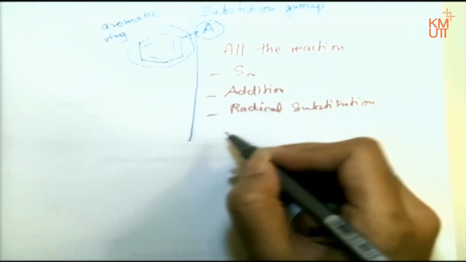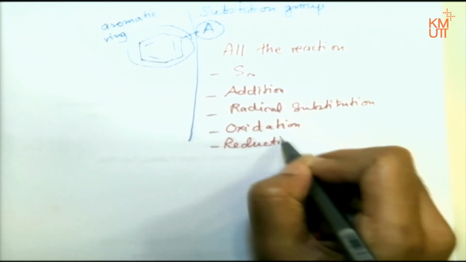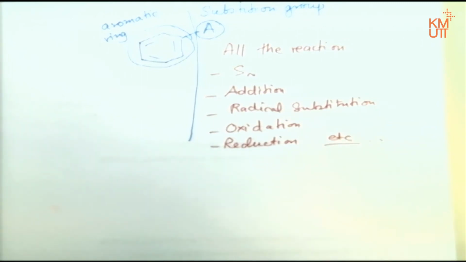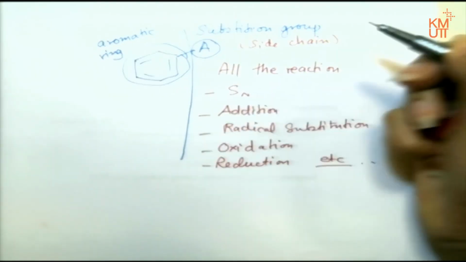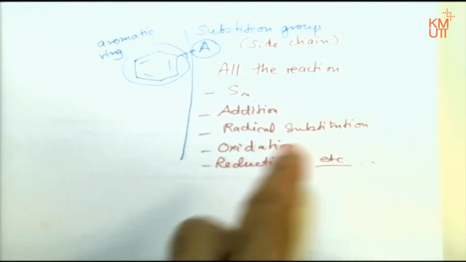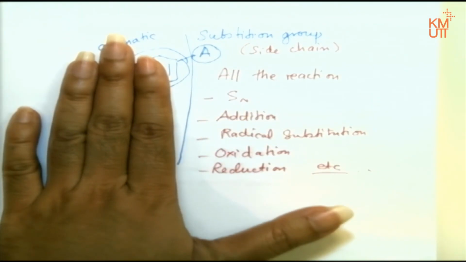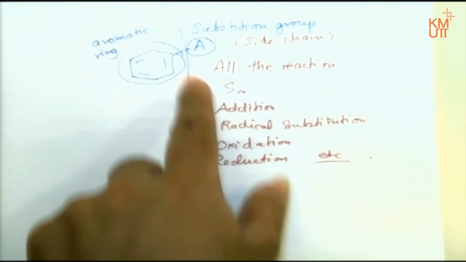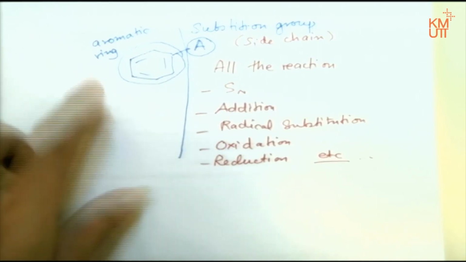And what else? All the reactions, oxidation, reduction, etc. So all the reactions can occur on the substitution group. Sometimes we call it a side chain when you have a chain. Side chain means a hydrocarbon chain substituted on the benzene ring. So all the reactions can occur on the side chain, on the substitution group, without touching the aromatic ring. You just react and substitute on the substitution group. So you can use all the reactions that you know. No exception. Okay?